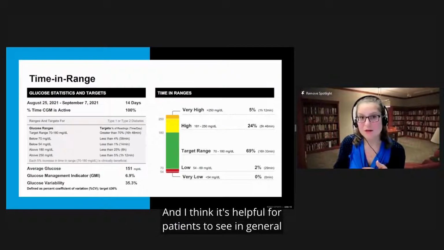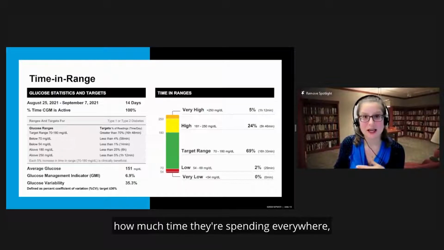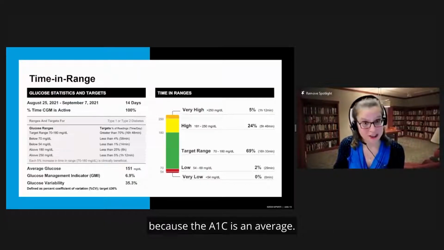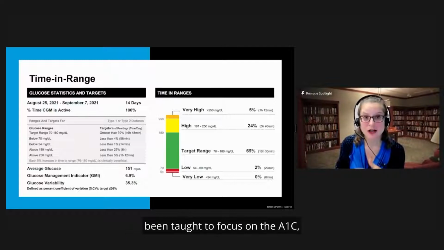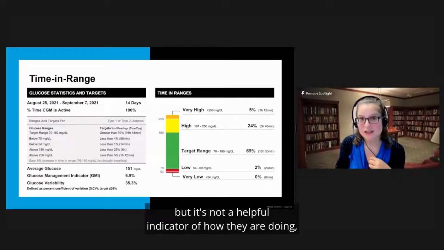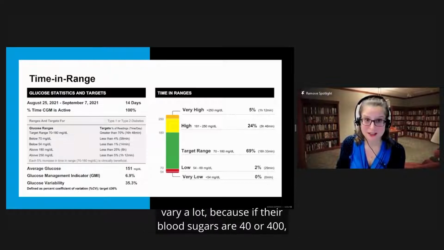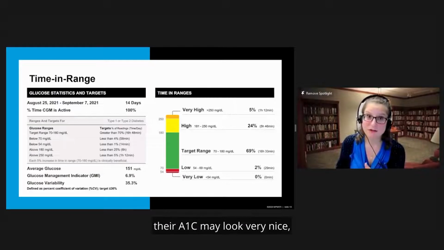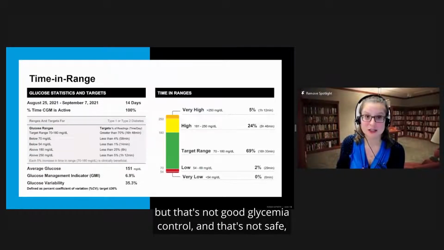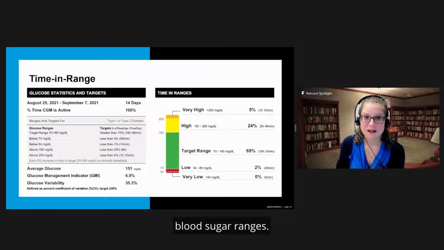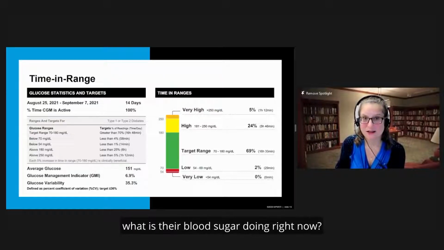And I think it's helpful for patients to see in general how much time they're spending everywhere, because the A1C, it's an average. And I know that our patients have really been taught to focus on the A1C, but it's not a helpful indicator of how they are doing, especially for patients on insulin whose blood sugars can vary a lot. Because if their blood sugars are 40 or 400, their A1C may look very nice, but that's not good glycemic control, and that's not safe blood sugar ranges. So we really need to think about what is their blood sugar doing right now.